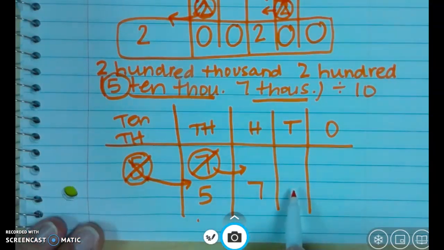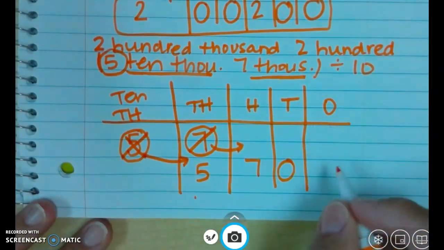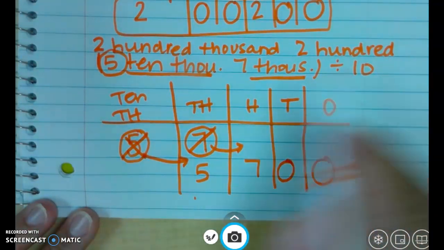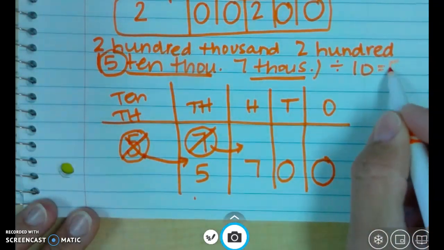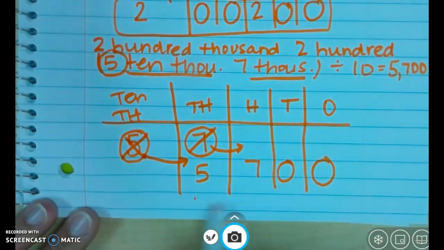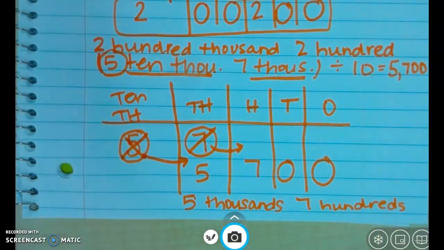Do I have anything in the tens? Nope. So I'm going to put a 0 to hold its place. Anything in the ones? Nope. Put a 0 to hold its place. So 5 10,000s and 7,000s divided by 10 is 5,700. My comma goes 3 over. This is standard form. If I was going to write it in unit form, it would be 5,000s and 700s. And there are 0 in the other place values, so I don't have to put anything else.